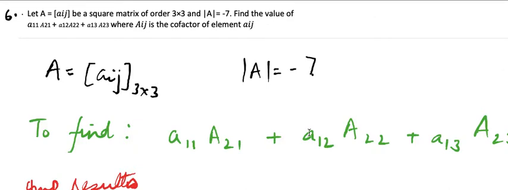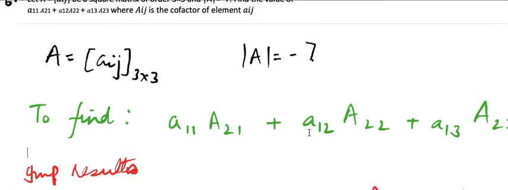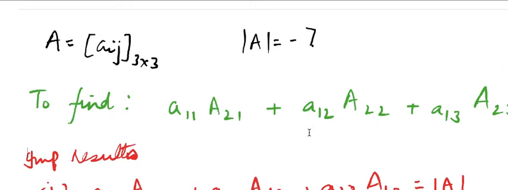In such a case, when elements of one row are multiplied with the corresponding cofactors of the second row, then their sum is equal to 0. This is the result which you can use, and also I will show how this came out to be 0.